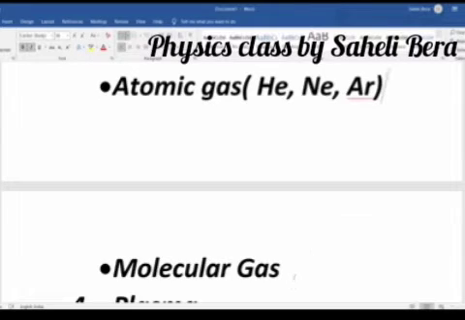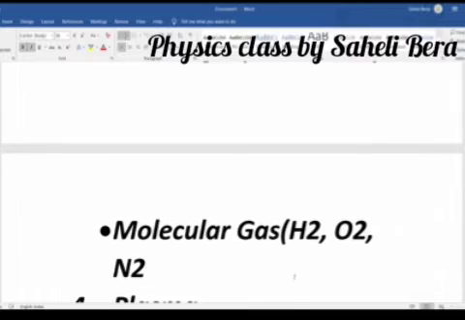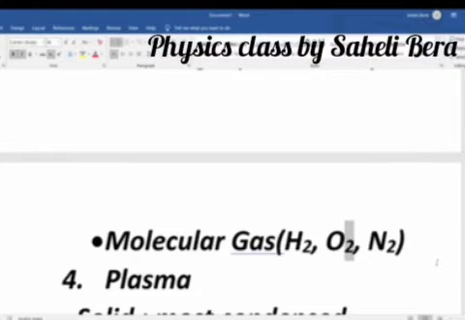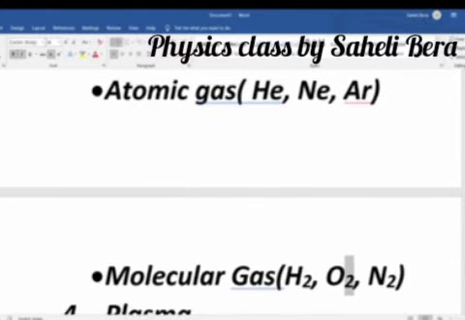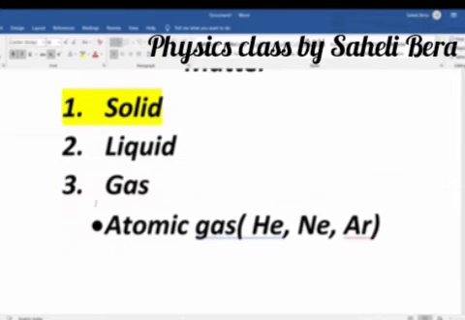If it is a molecular gas, it means the gas is a molecule, like hydrogen, oxygen, nitrogen, etc. In gases, interaction between atoms is very weak. That's why they can move randomly here and there. They perform translational motion. Here is a gas, here is a solid, and in between there is liquid.